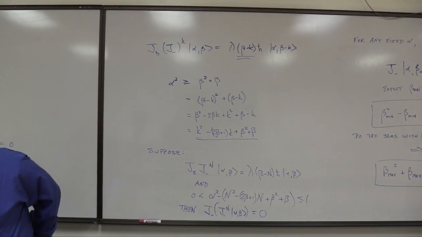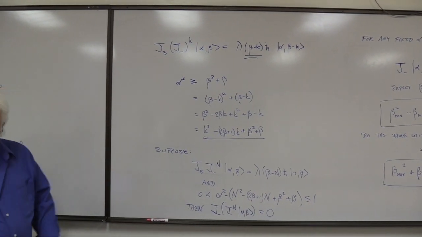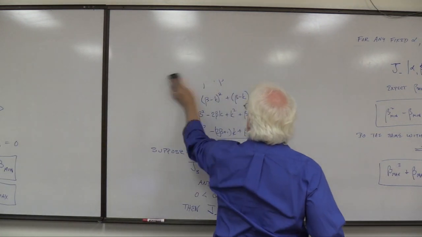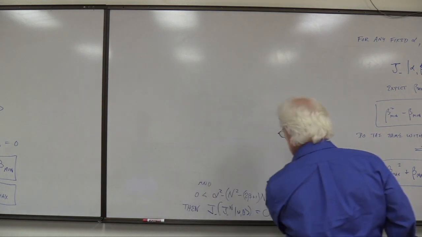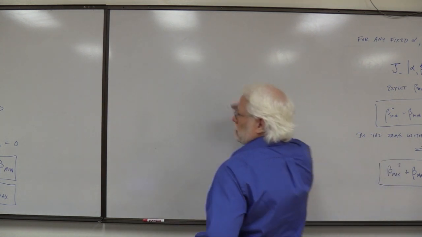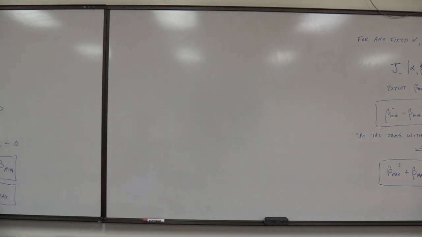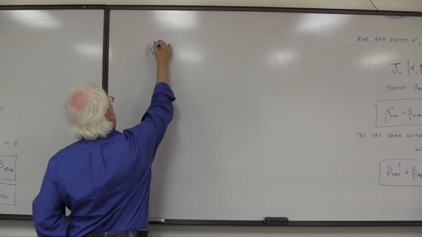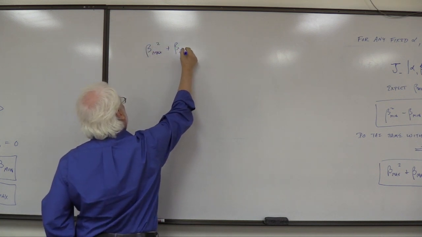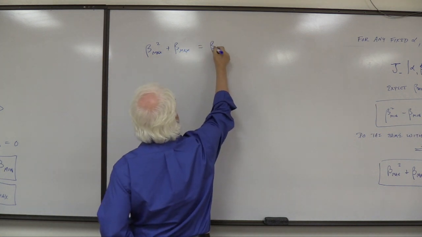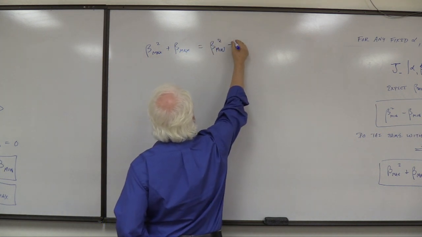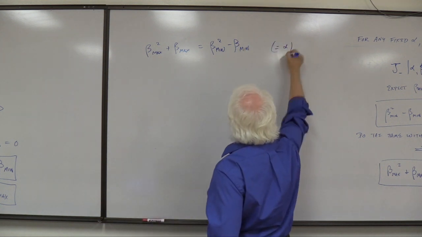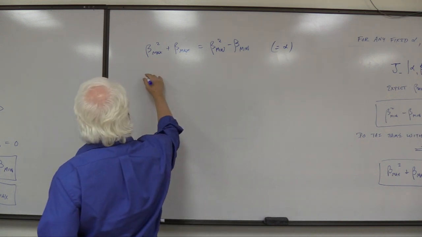Let's equate the two. Let's equate what? We have two expressions for alpha here. So we see that beta max squared plus beta max has to equal beta min squared minus beta min. Each of these equals alpha. But now beta max is beta min plus k.